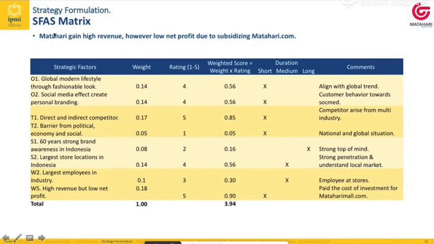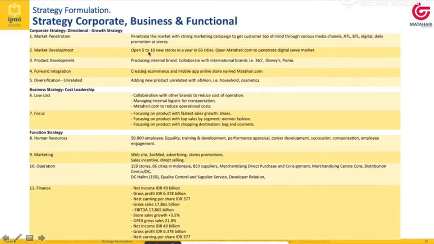Then the SFAS is a combination of EFE and IFE. I put the top value of each segment: O for opportunity, T for threat, S for strength, W for weakness. Again, do the weighting, the rating, and then the score. Then set the duration: is it going to be short, medium, or long? After that, do the strategy for corporate, business, and functional.